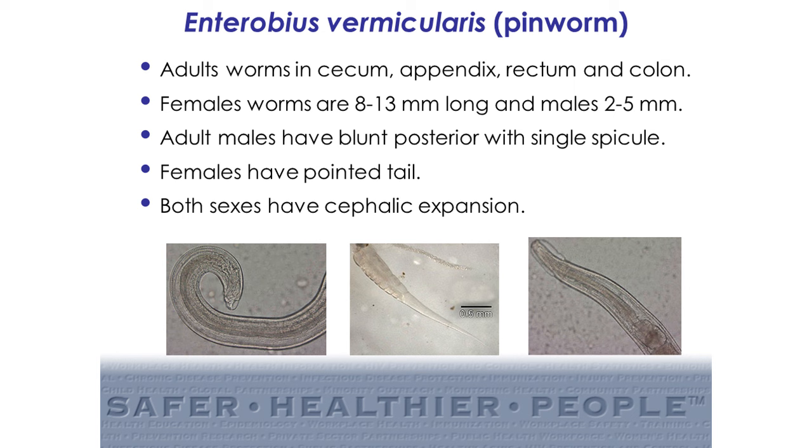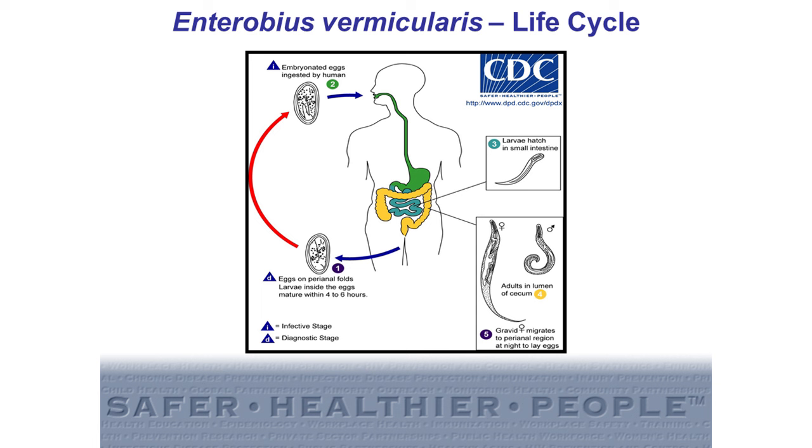The slide here shows the life cycle of Enterobius vermicularis. This and many of the images in this presentation can be found in the DPDx website. Pinworms are obligate parasites, and humans are the only known natural hosts. Infection is by fecal-oral contamination. After ingestion, the eggs hatch in the small intestine within 6 hours. It takes about 2 weeks for the worms to mature, and they usually have a lifespan of about 2 months.